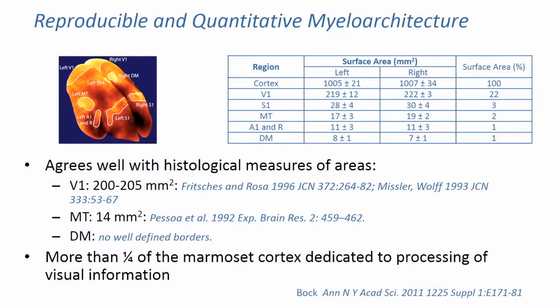So with these maps that, as I said, take 51 minutes to get, you have now laid out the anatomical definition of the primary sensory areas, and you can use that to do a number of different things. For example, you can do parcellation of the brain and quantify these areas. And what we've observed is that in the marmosets, about 25% of the cortex is dedicated to the processing of visual information. If you add areas V1 and MT and DM, you have about 25% of the brain. So vision is very, very important for the marmosets.